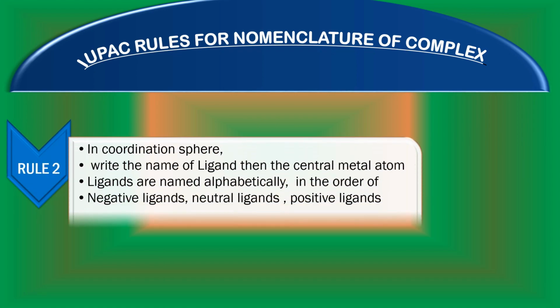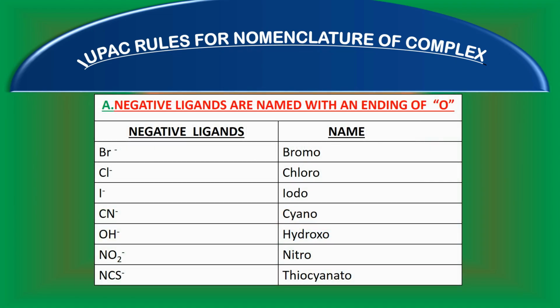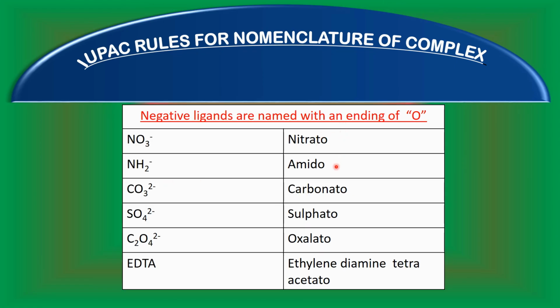Rule 2. In naming the coordination sphere, first write the name of the ligand and then the central metal atom. Ligands are named alphabetically in the order of negative ligands, neutral ligands and then positive ligands. Negative ligands are named with an ending of O. For example, bromo, chloro, iodo, cyano, hydroxo, nitro, thiocyanato, nitrato, amido, carbonato, sulfato, oxalato and ethylenediaminetetraacetato, EDTA.